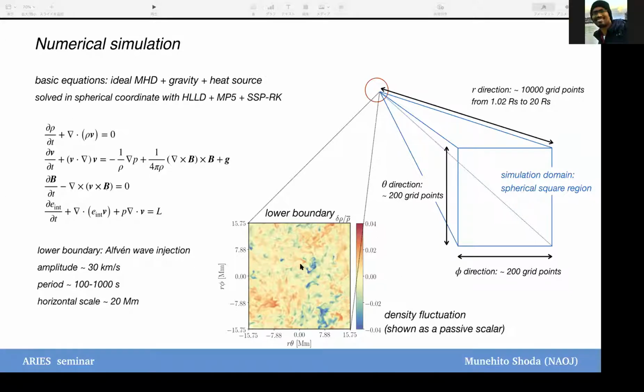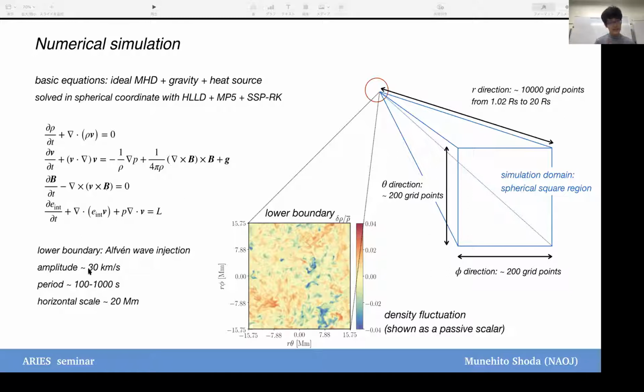Okay. And did you check how sensitive these results are to the boundary condition? I mean, to the lower boundary condition? I didn't do any parameter survey on the boundary condition, but I think it's not sensitive to it. Of course, if you change the amplitude or period or the horizontal scale, it changes the heating rate or the time scale of turbulence. But if you don't have any significant change in these parameters, then I think the physics are nearly the same.